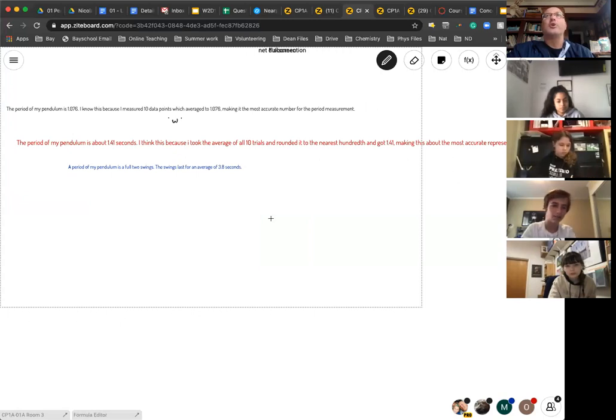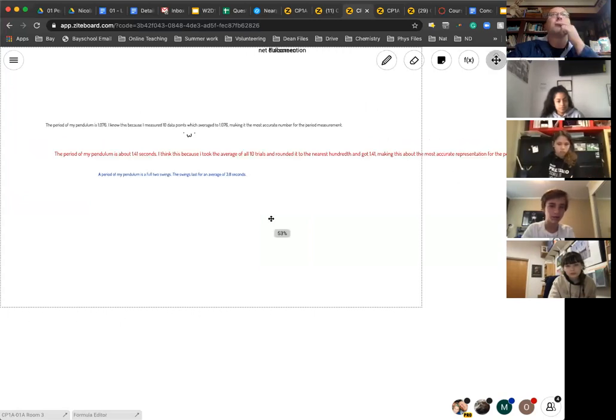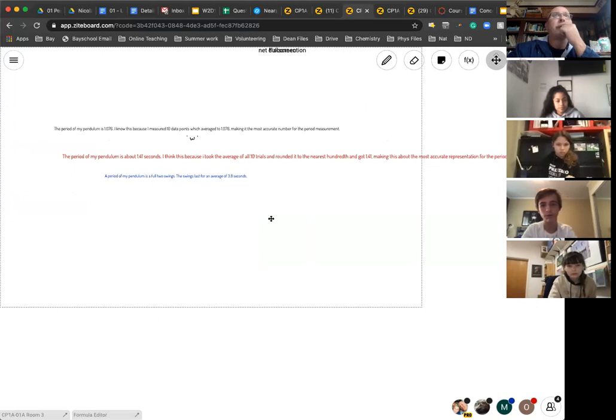Let's see. So I wrote the period of my pendulum is about 1.41 seconds. I think this because I got the average of all 10 trials and rounded it to the nearest hundredth and got 1.41, making this about the most accurate representation for the period of my pendulum. Got it. Thank you for that.